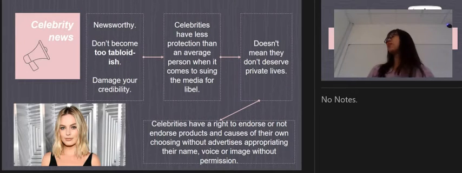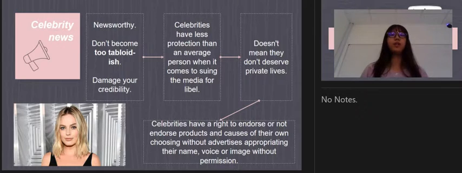Now we move to celebrity news. We all know that celebrities are newsworthy, but you can't be too tabloid because this can damage your credibility. Celebrities have less protection than an average person when it comes to suing the media for libel.